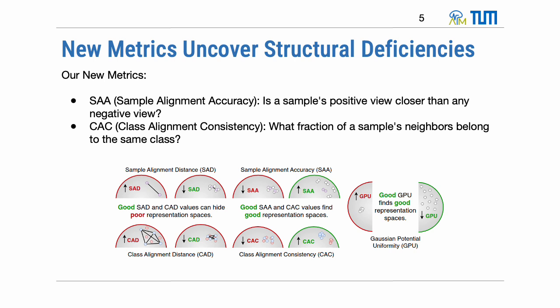And the other thing that we want to know is class alignment consistency. So what fraction of a sample's neighborhood belongs to the same class? And what this really lets us do is understand much more about how our latent space is structured with respect to how separable our classes are, because the goal of supervised contrastive learning is explicitly to use class labels to better learn a separation between the classes for downstream classification tasks typically. And this allows us to much more directly measure that. And now we find, for example, with our new SAA and CAC values, that they find good representation spaces, and they can also diagnose this collapse, which the other metrics could not.